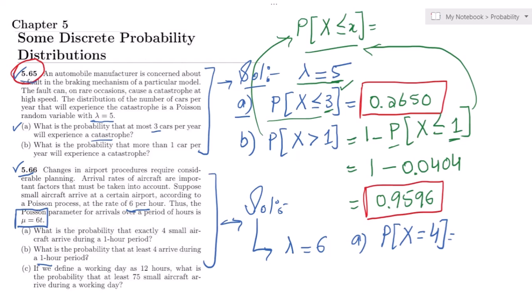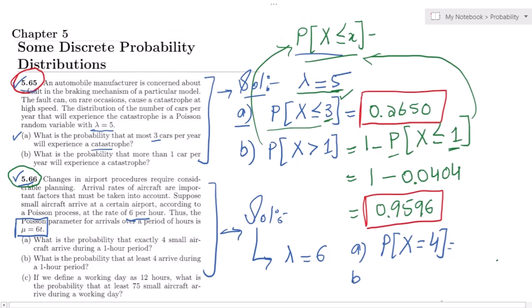And part B: what is the probability that at least 4 arrive during a 1 hour period? This is part B, and at least 4 arrive means that all the other values will be greater than or equal to 4. So here the probability of x would be greater than or equal to 4.